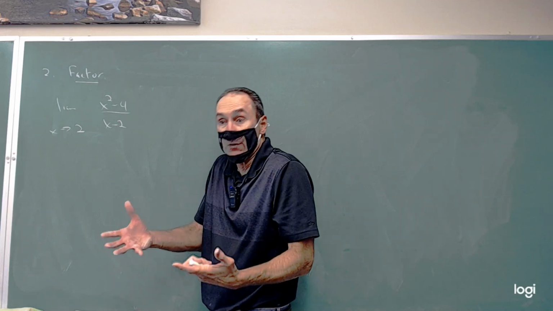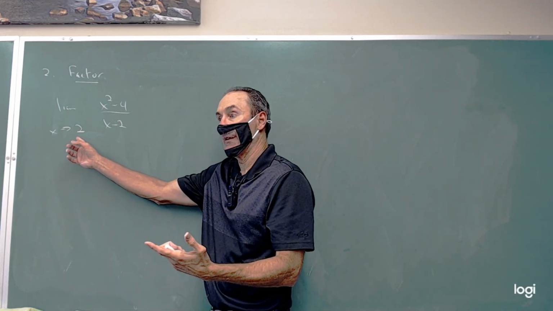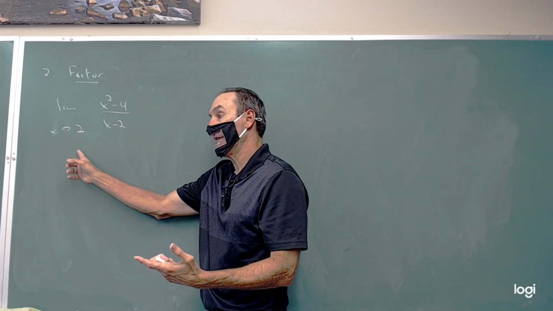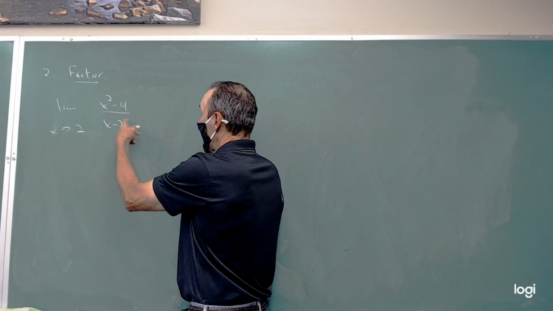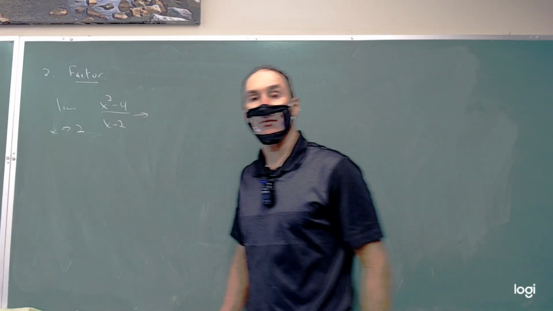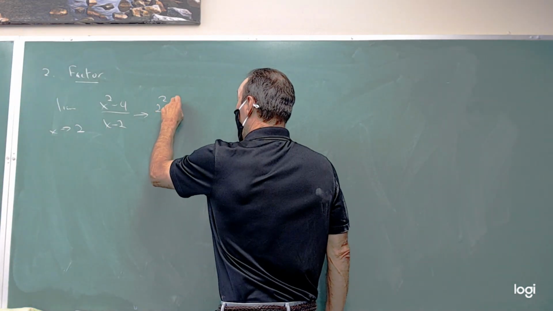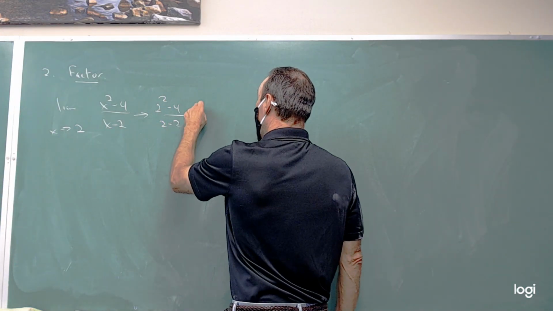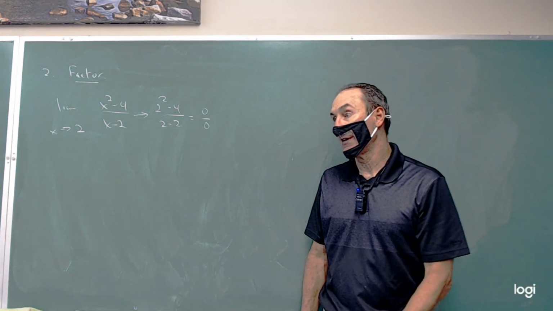So again, we always start by plugging in, by direct substituting that value of c in for x. And when you do that, you've got to be careful about equal signs with limits, so I'm going to use an arrow, it's a little safer. It's going to be 2 squared minus 4 over 2 minus 2. That's going to be 4 minus 4 over 2 minus 2. So you get 0 over 0.